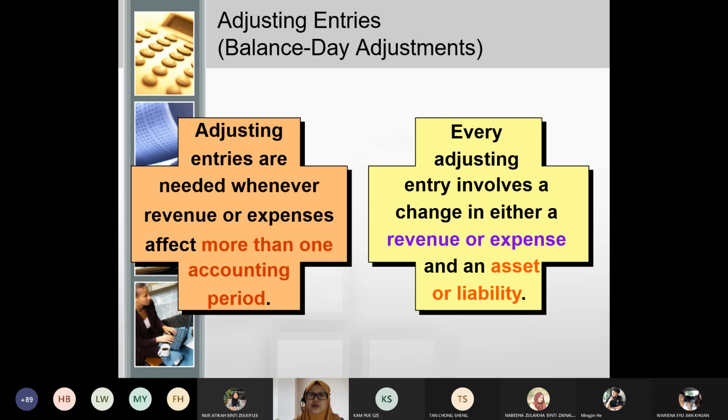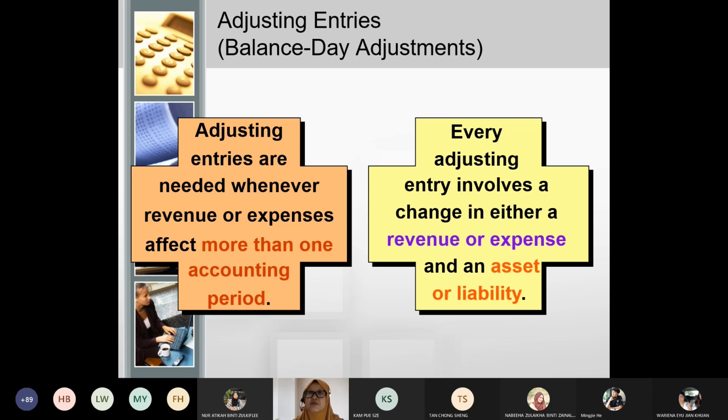And for revenue, if we have revenue that the customer will pay in the future, or in other words, accrued revenue, that will be an asset.